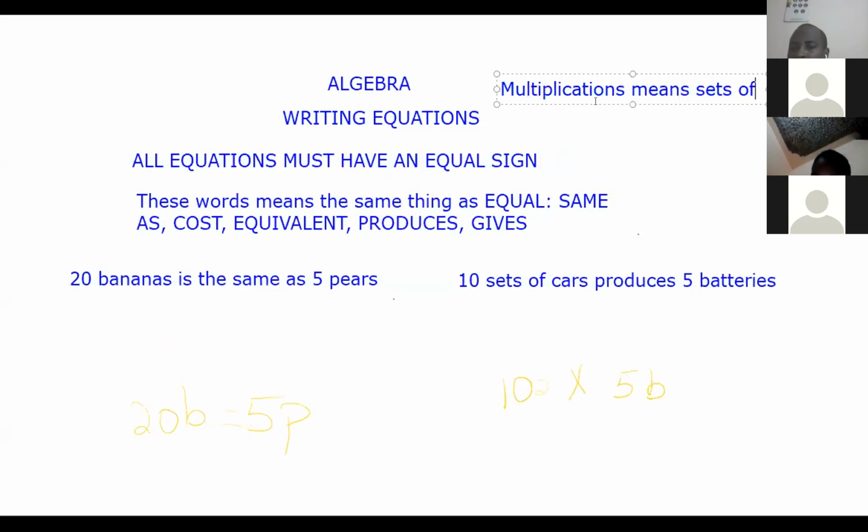All right, so everyone, remember, multiplication means sets of, okay? Zaria, Dujan, Devonique? Yes, sir. So anywhere you see the words sets of, it means to multiply, all right? So this question here: 10 sets of cars produces 5 batteries. What do you think 10 sets of cars means? A group of cars. So what sign must represent sets of? Multiplication. Good.